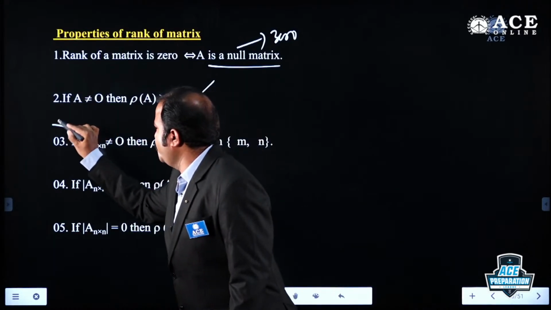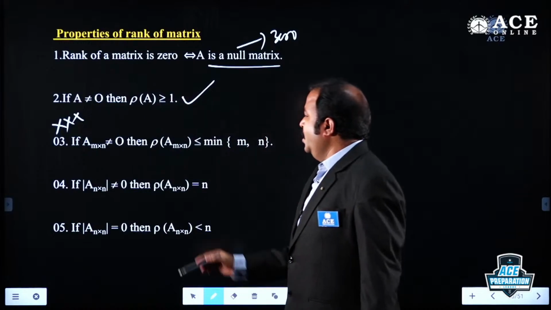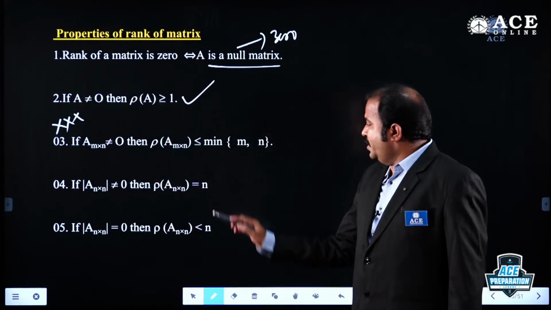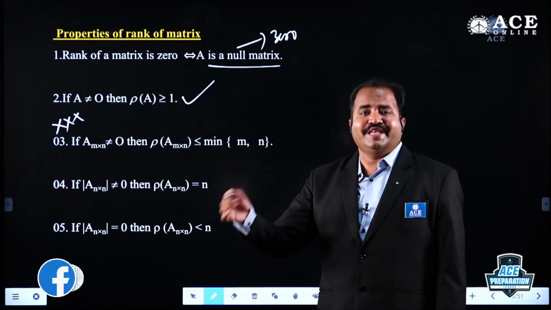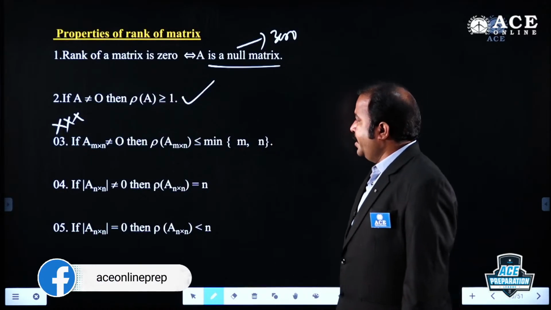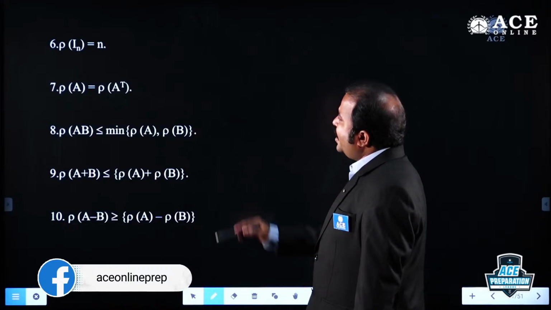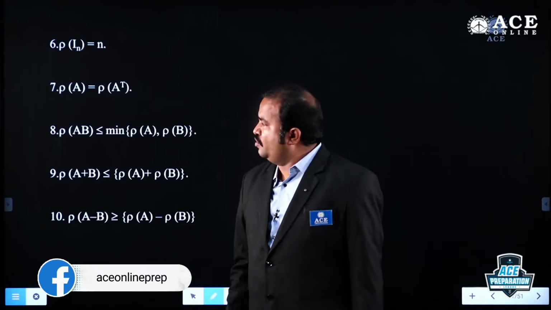This is a very important property. Third one is, if det of A is non-zero, then rank of A is exactly N. If det of A is 0, rank of A is less than N. Similarly, rank of identity matrix is always N only.